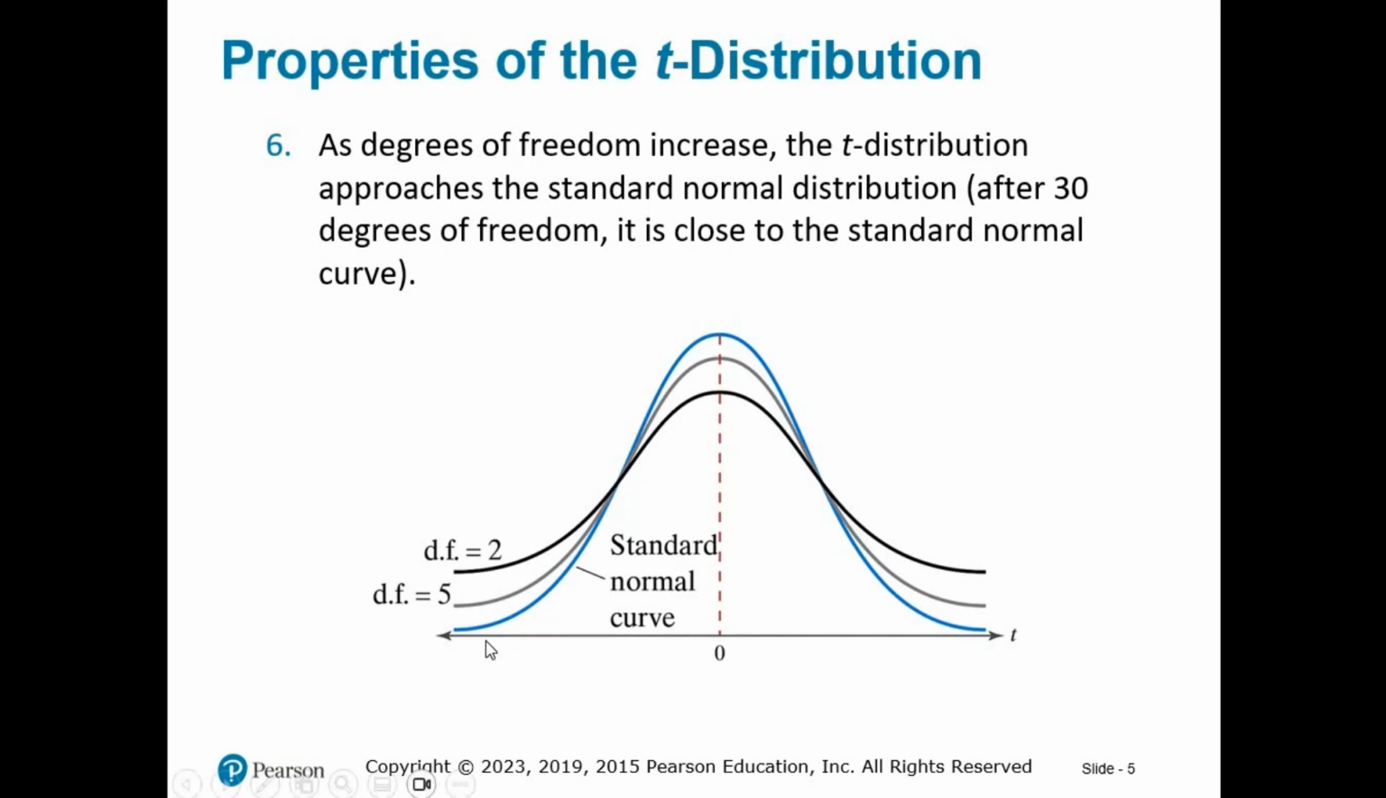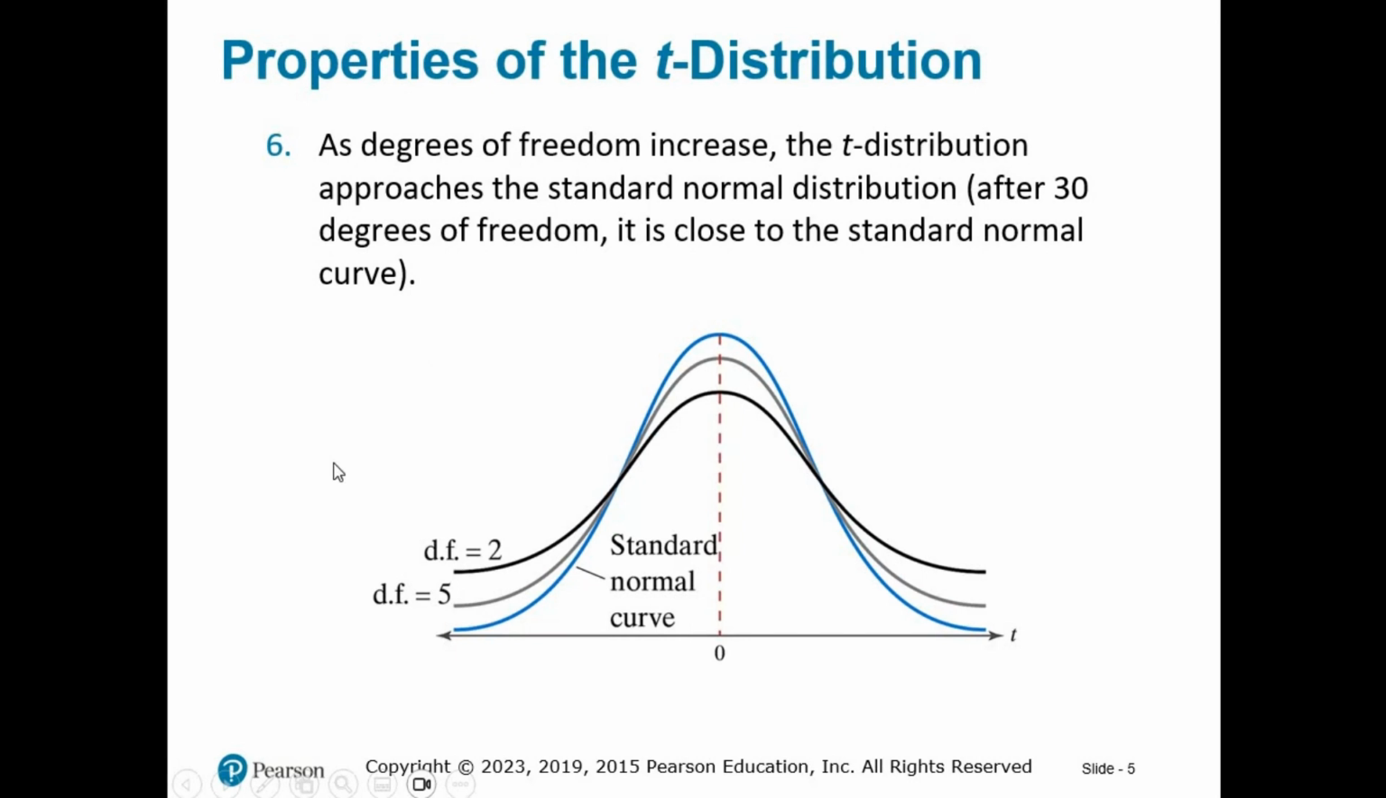So this blue curve is the standard normal curve, and a t-distribution curve that has 30 degrees of freedom would be very close to that curve. Whereas the one with only 5 or 2, like these other two you see, would be shallower and their tails would be thicker. The last property is that the standard deviation of the t-distribution varies with the sample size, but it is greater than 1. If you remember, the standard deviation of a z-distribution is 1, so this is a difference.